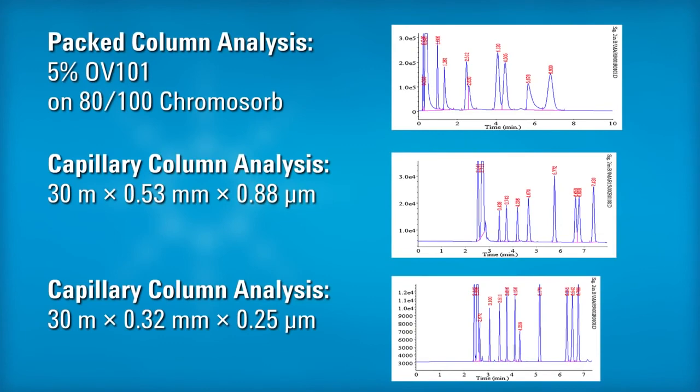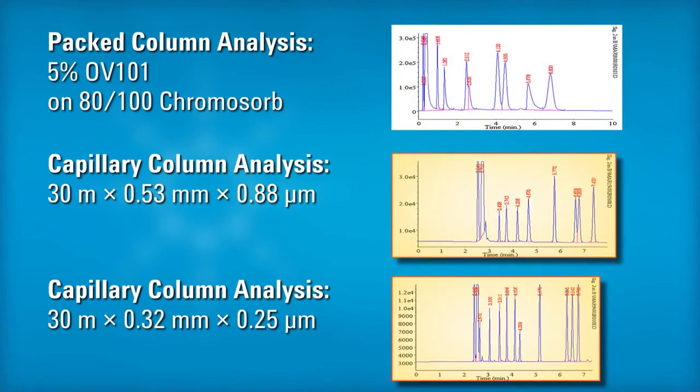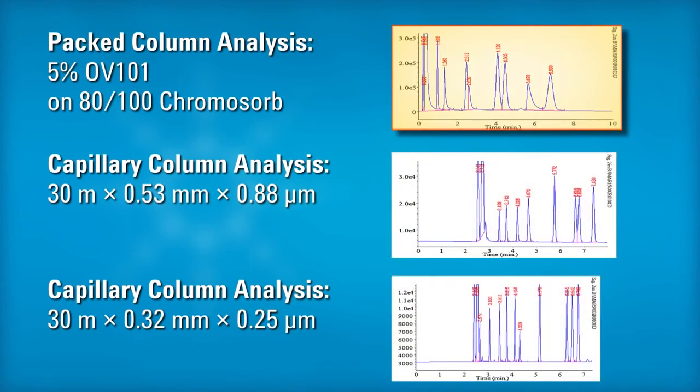The chromatograms shown here compare the same sample separation on three different columns. The first chromatogram is the result of using a packed column. The next two chromatograms are with progressively narrower diameter capillary columns. Note the packed column peaks are broad and poorly resolved.